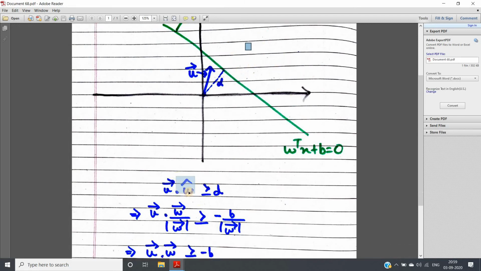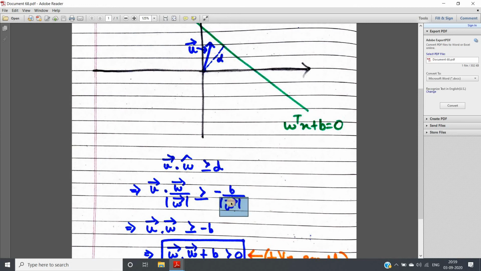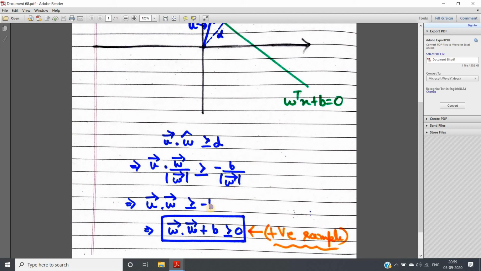So w cap you can rewrite like this: u vector dot w vector by mod of w vector greater than or equal to d. What is d? I have discussed it: minus b by mod of omega. So mod of omega, or mod of w, will cancel on both the left and right hand side, and you will get u vector dot w vector greater than or equal to minus b. Taking the minus b term to the left hand side, you get w vector dot u vector plus b greater than or equal to 0 for positive samples, and for negative samples, w vector dot u vector plus b less than 0. So this is the decision rule in terms of vector notation.